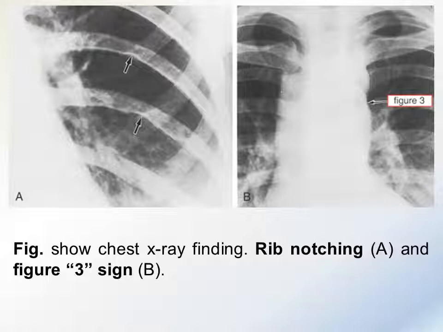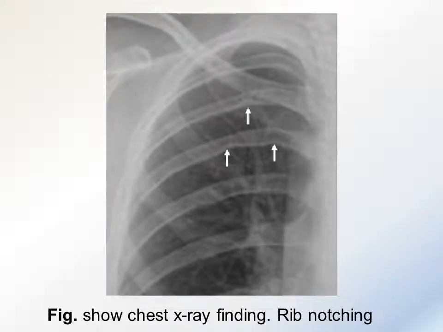The figure 3 sign is another radiological sign that occurs in addition to the rib notching. It appears to the left of the mediastinum and is caused by pre- and post-stenotic dilatation of the aorta. This figure is also of a patient's chest X-ray, and the main finding is the rib notching.